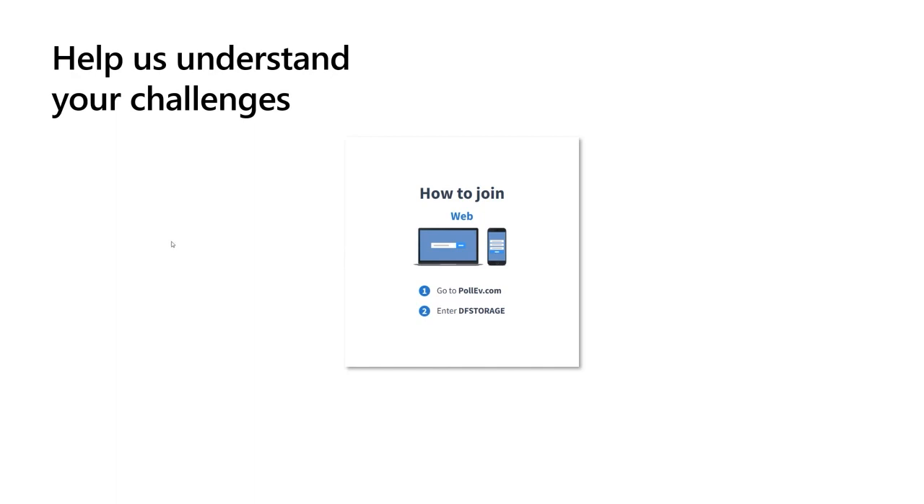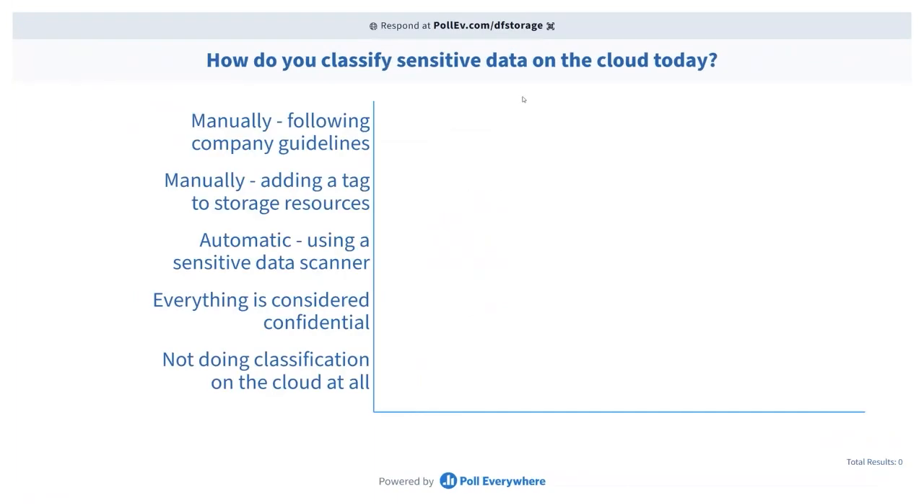We are just going to ask one question here. If you can go to the site polyv.com, enter DFS storage in the question, and of course, enter your name. And then we will give you about 2 minutes to enter your answer to this question. Essentially, we are looking to get your feedback on how you classify sensitive data on the cloud today. Again, just go to polyv.com, enter DFS storage and your name, and select one of those answers.